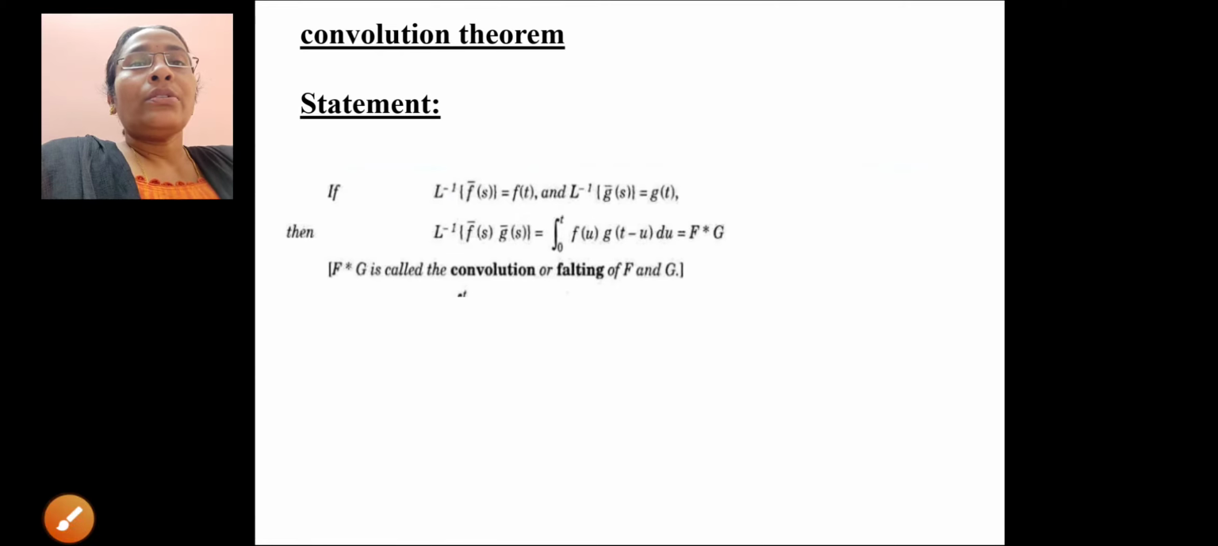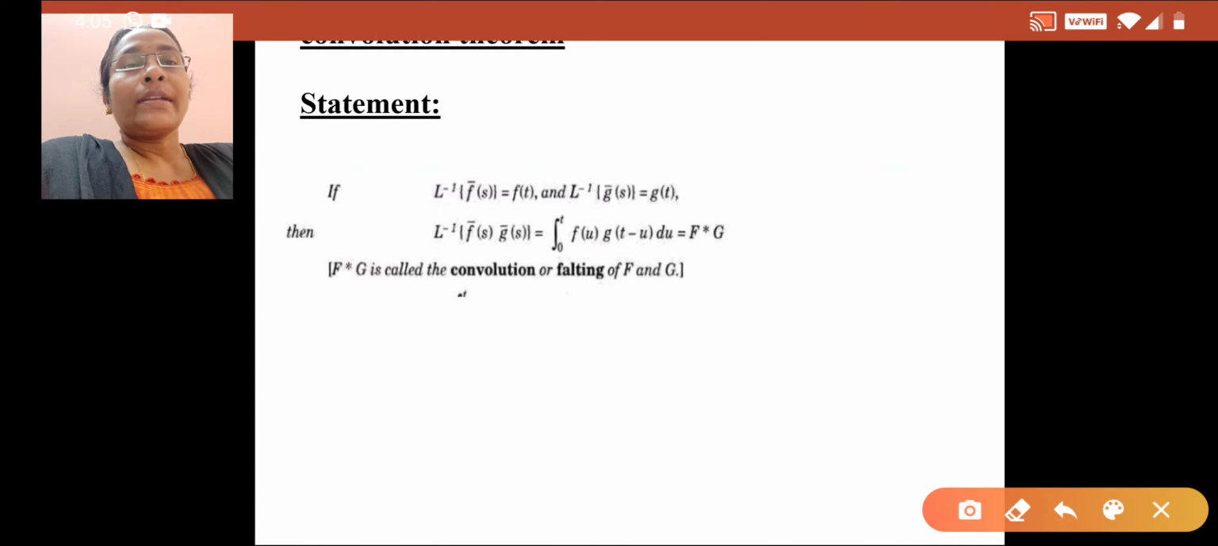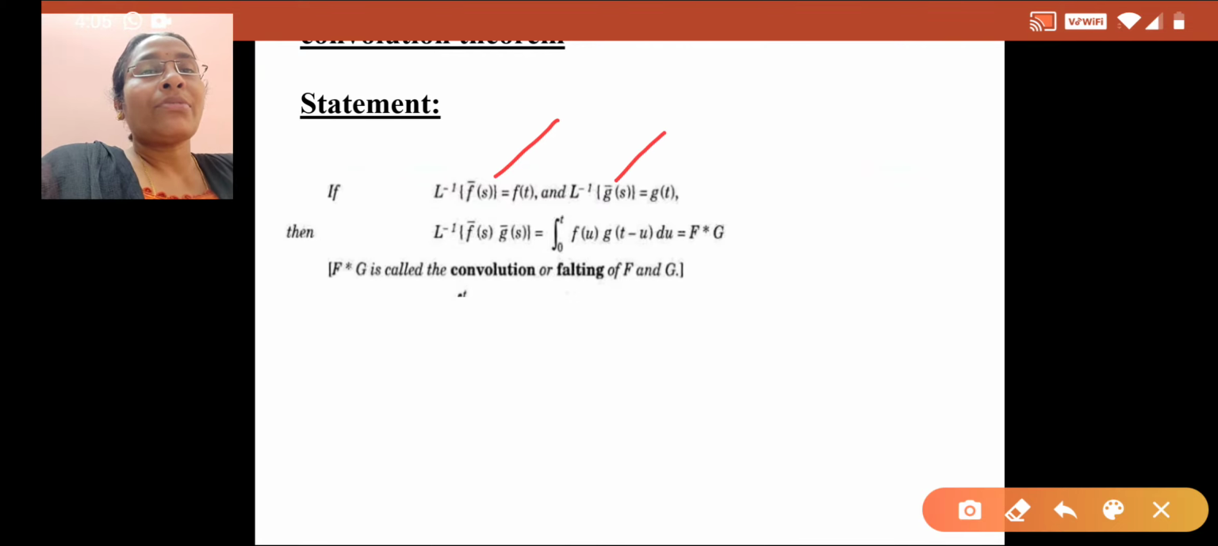In this video, we are going to find inverse Laplace transforms using the convolution theorem. The statement of the convolution theorem is given briefly: if for f bar of s and g bar of s inverse Laplace transforms exist, then L inverse of f bar of s into g bar of s equals the integral from 0 to t of f of u g of t minus u du.